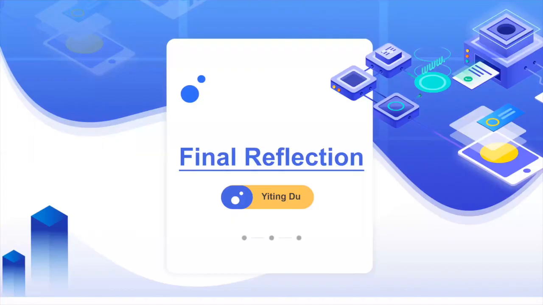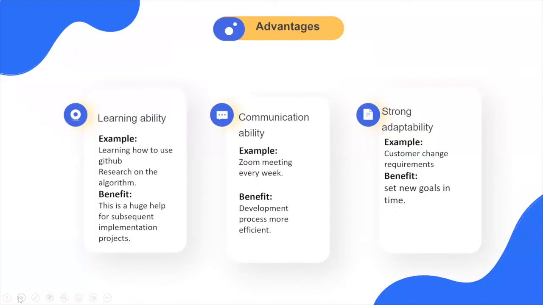The nearly 3 months project is coming to the end. Here are some of the advantages and disadvantages of ours in teamwork. The advantage for the team: the first is learning ability. During this project, the team members have demonstrated good learning ability. The excellent learning ability of the team is especially reflected in algorithm research of the project.